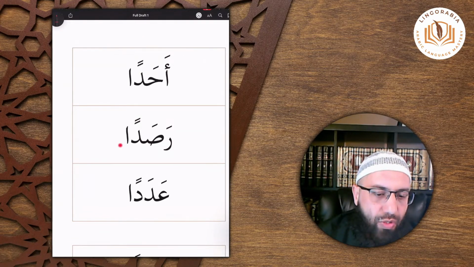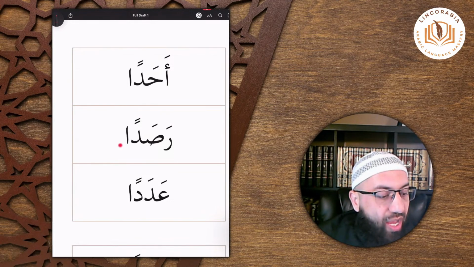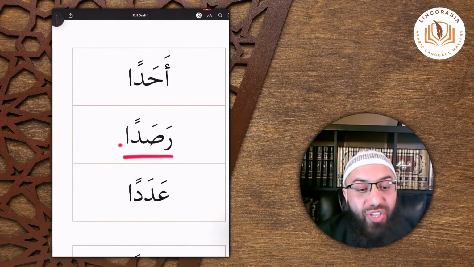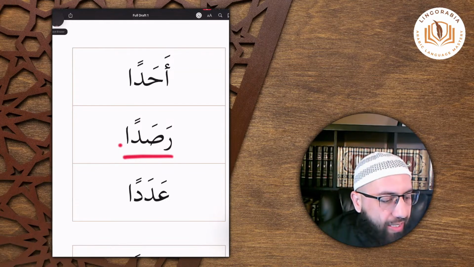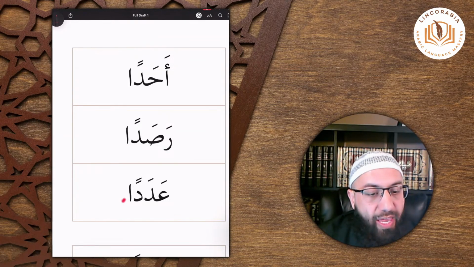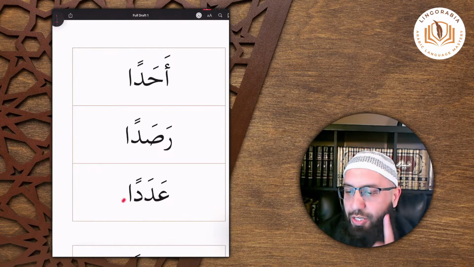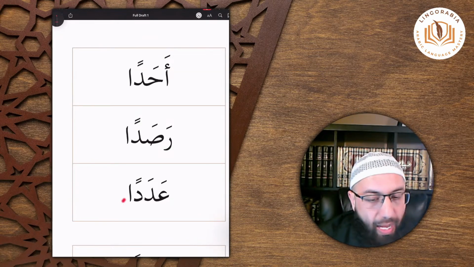So this is the first one. Yes, guys, correct. Rasada. If you have a full stop, you read the alif. Rasada. Okay, let's go to the next one. That's the challenge, guys. If there is a full stop, how do you read this?